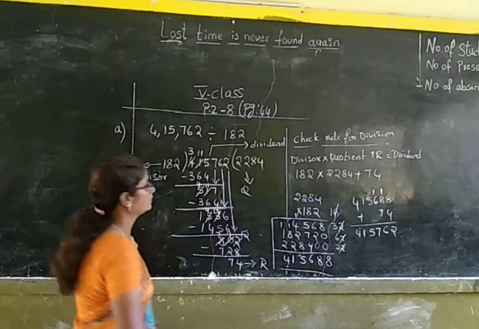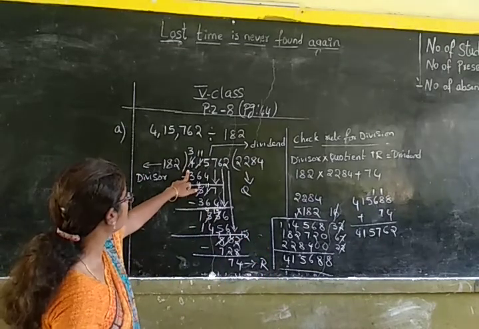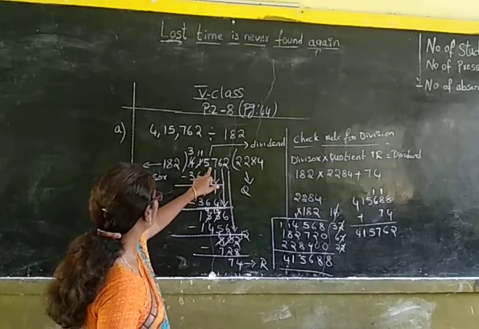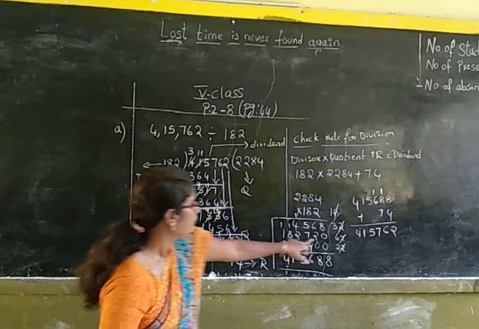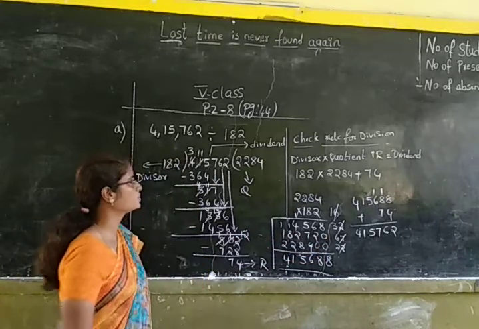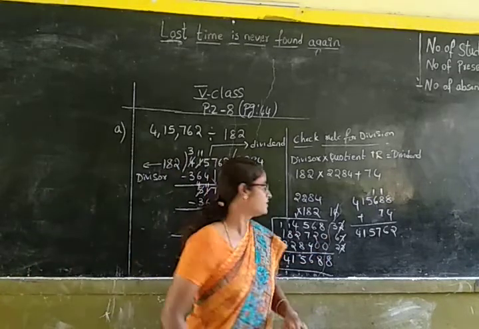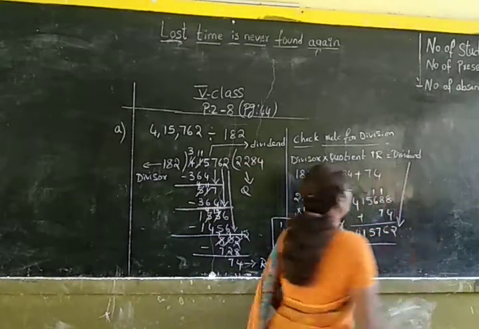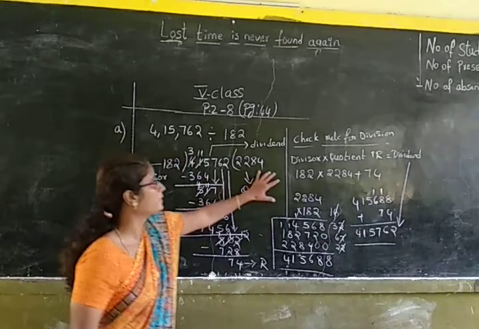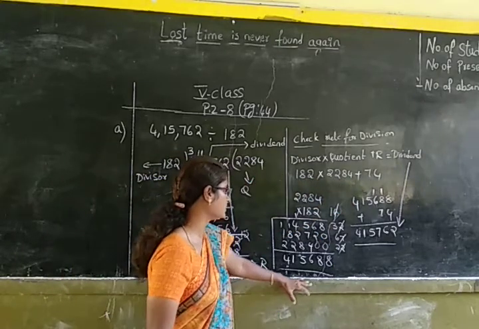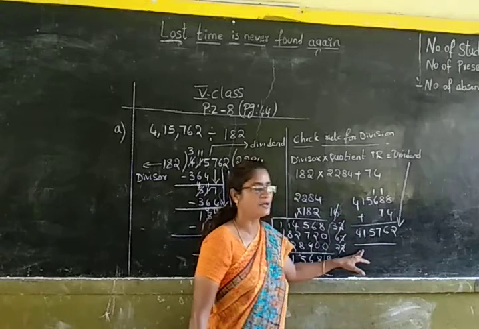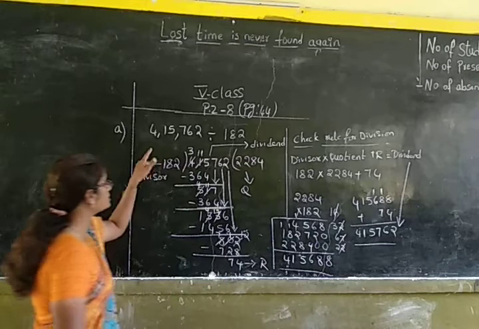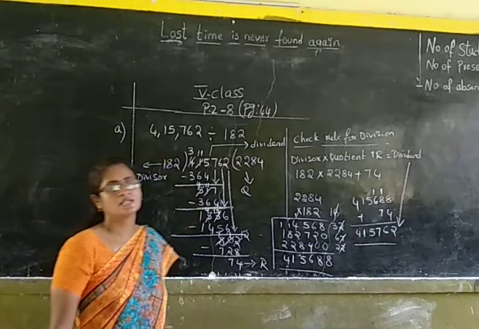So again I got the dividend, which is 4,15,762. So the answer is correct. At the end I got the dividend. By multiplying the divisor and quotient I got the result, and by adding the remainder I got 4,15,762, which is the dividend. So our division is correct.